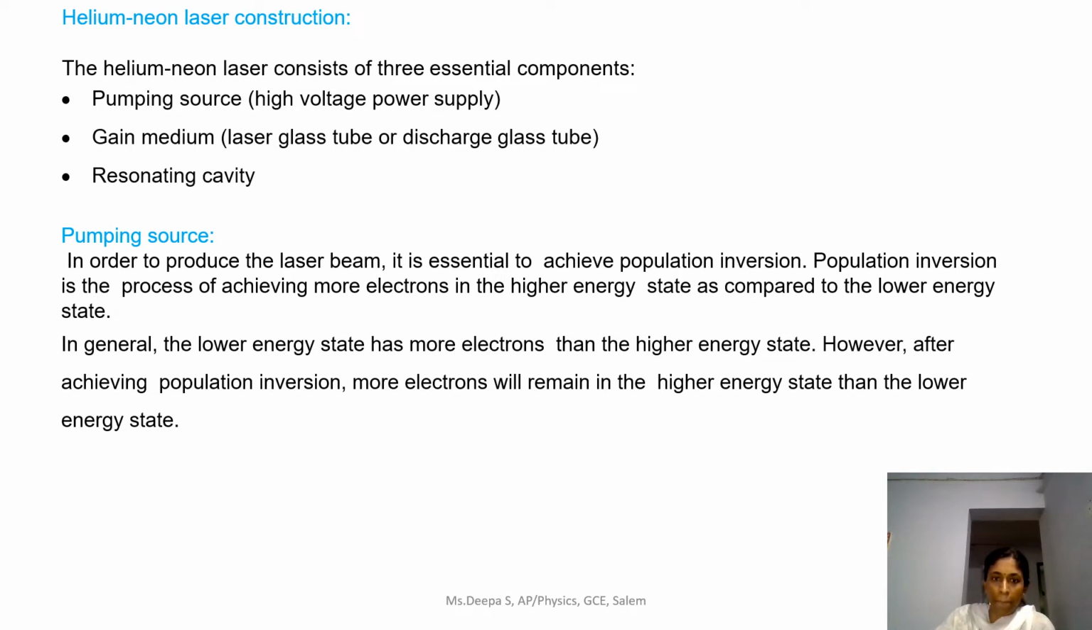First one is the pumping source. This pumping source is used to achieve the population inversion condition. So what is population inversion? That is when the number of atoms in the excited state is greater than the number of atoms in the ground state. This is the main condition to achieve laser action.